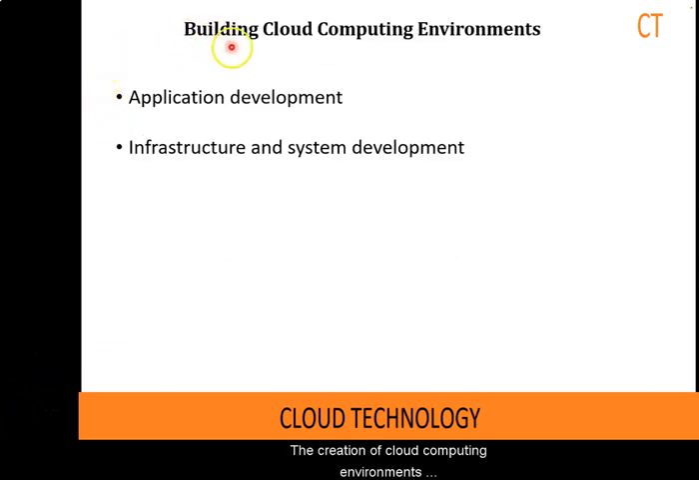The creation of cloud computing environments encompasses both the development of applications and systems that leverage cloud computing solutions and the creation of frameworks, platforms, and infrastructures delivering cloud computing services. The cloud computing environments are the application development and infrastructure and system development.